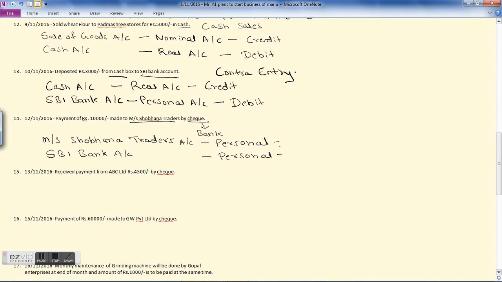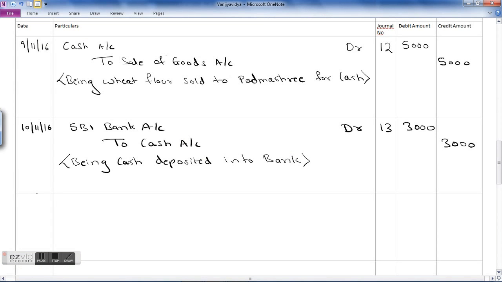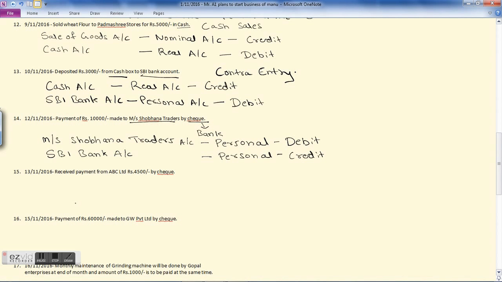Now what is the rule for the personal account? Debit the receiver, credit the giver. So we have made payment to Shobna Traders. Who has received the payment? Shobna Traders. Debit the receiver and we will credit the bank, since the payment has gone through the bank. So let's pass a journal entry now. What is the entry? Messrs. Shobna Traders account debit to SBI bank account and amount is 10,000.